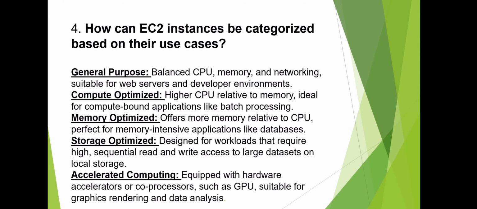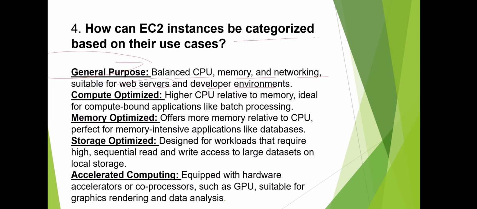The next slide explains how EC2 instances can be categorized. That means, for which purpose are we using that EC2? Generally in many organizations, we use the general purpose type, that is GP2, GP3. Why? Because it balances CPU, memory and networking, and is suitable for web servers and developer environments. There are some use cases I already mentioned here in the slide.